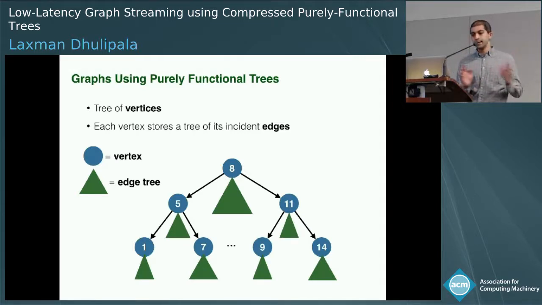It's a simple idea. We have a tree of vertices storing the vertex IDs, and every node in this vertex tree stores a purely functional tree of its edge IDs. So it's a two-level purely functional data structure consisting of a purely functional tree on the vertices, and then every node in this vertex tree has associated with it a purely functional tree storing its adjacency information, its incident edges.